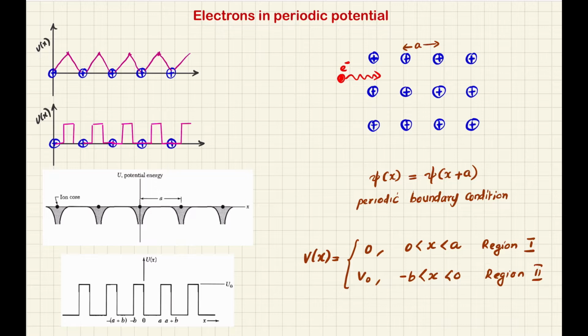In a realistic scenario, the potential looks like the one given in the figure. At the center of the ion core, the potential is negative, and in between the regions you have 0 potential. This is called a periodic potential. So, we treat the electrons as moving in a periodic potential, and you can use the periodic boundary condition. That gives you the wave function at any point x is the same as the wave function displaced by the lattice constant a.